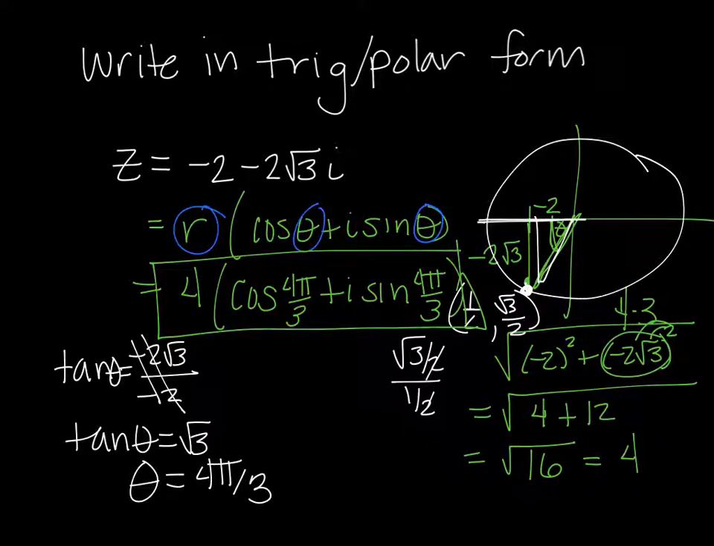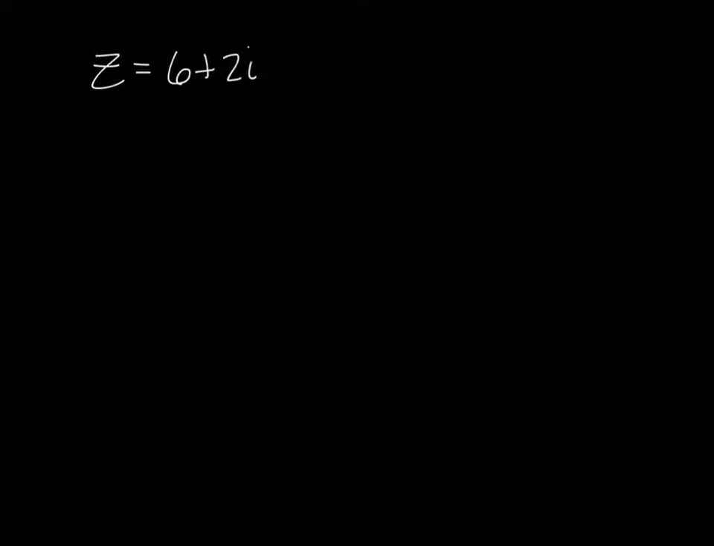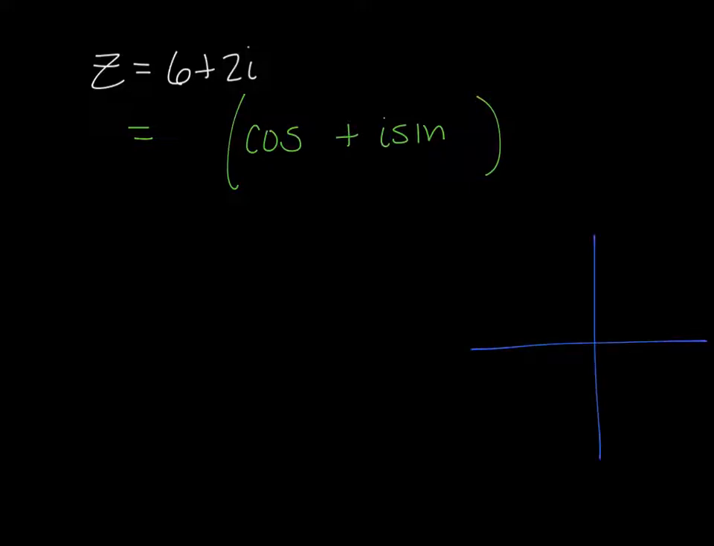Okay, so let's try another one. So once again, I want to be able to replace the r and replace the theta. So why don't we, instead of putting an r there, I'll just leave that blank. I need to put something there. Okay, so let's look at the graph. We have 6 and then 2. So there's my point.